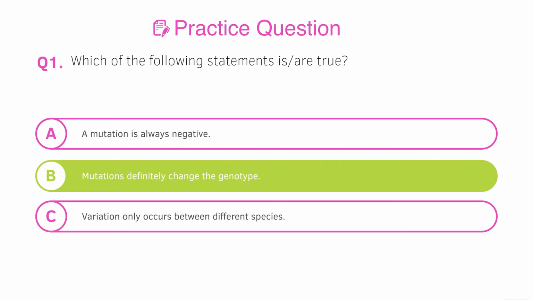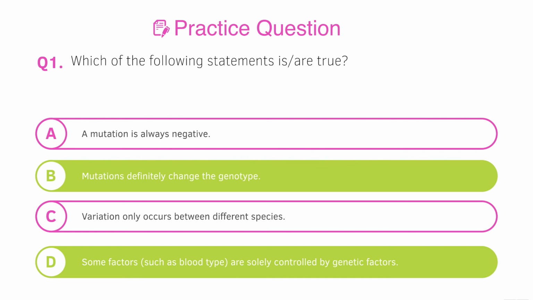C, variation only occurs between different species. Again, that's wrong because we know there's interspecific variation, we know there's intraspecific variation. So yes, variation occurs between different species, which we would call interspecific variation, but we also know that variation also occurs between the same species, intraspecific variation, as we see within the human population. We all vary from one another.